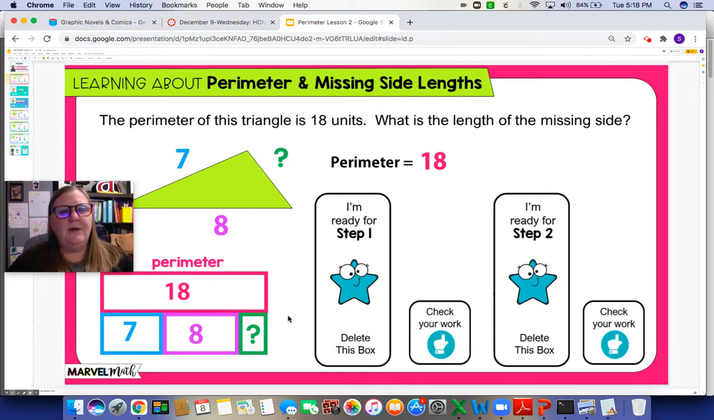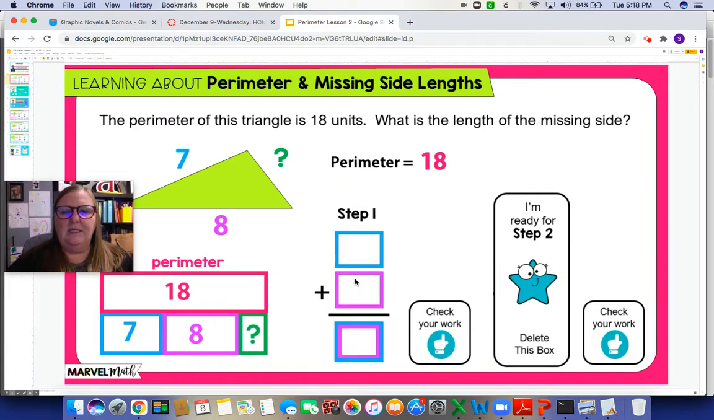So once you have your strip diagram filled out, you are ready for step 1. So it says I'm ready for step 1, delete this box. So you're going to simply click in this box and then click the delete or backspace button. It's going to empty this picture so you can now see it.